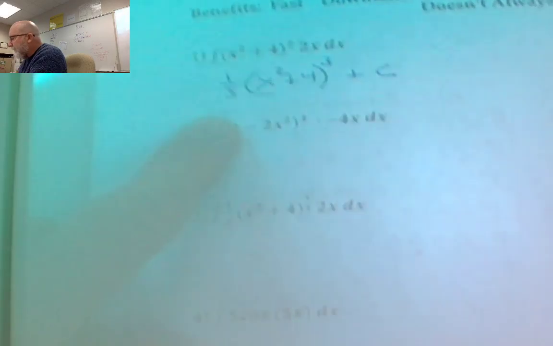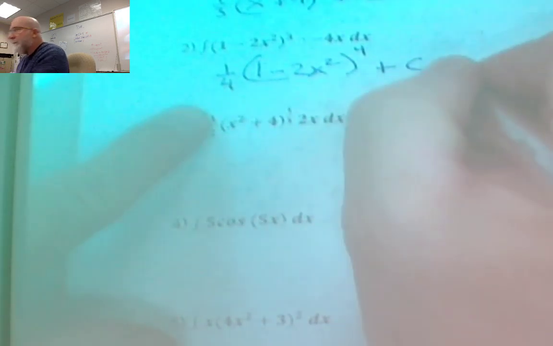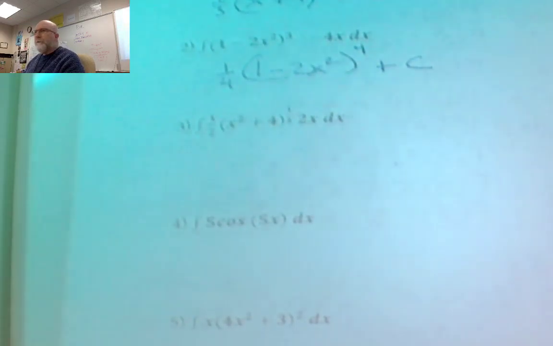Everybody see this? I got parentheses again. I look at the derivative. The derivative is a negative 4x, which exists. So my answer is going to be 1 minus 2x squared. I'm going to raise it to the 4th power. I'm going to have 1/4 out here. I'm going to write a plus c. Because by God, I'm going to get that 3/10 of a point.